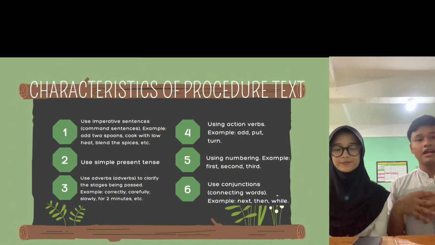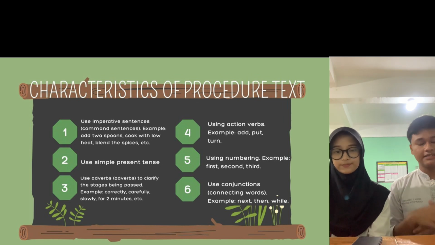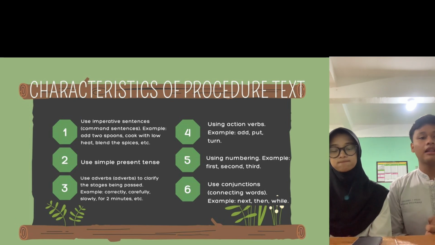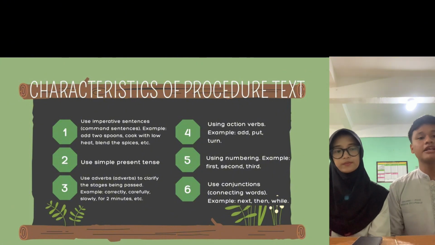Okay, next is the characteristics of procedure text. There are 6 characteristics. The first is using imperative sentences. For example, add 2 spoons, cook with flour heat, blend the noodles, and others. The second is using simple present tense. Of course, procedure text uses the simple present tense. And third is using adverbs to clarify the stage being passed. For example, correctly, carefully, slowly, for 2 minutes, and others.